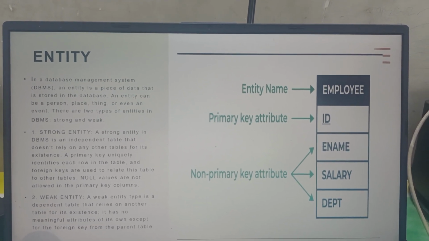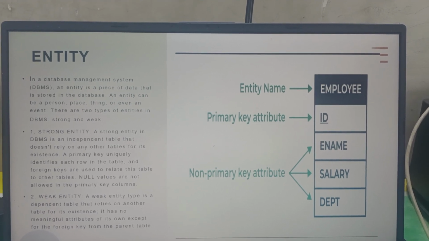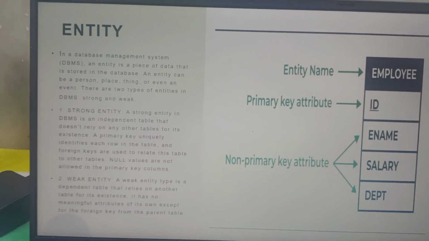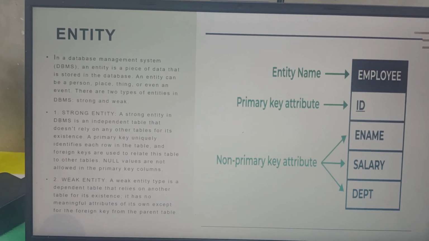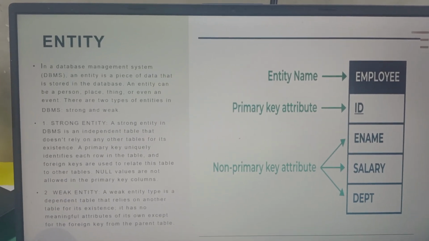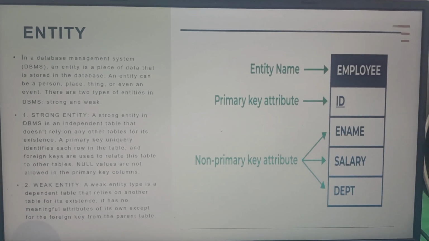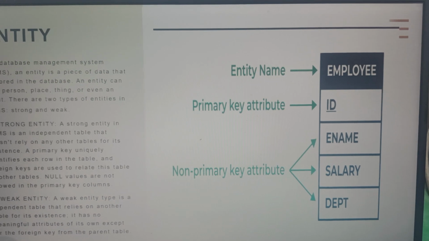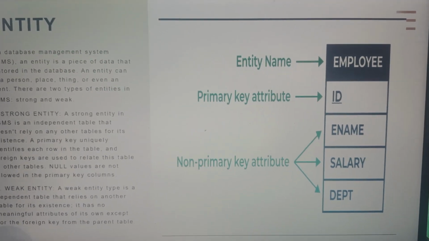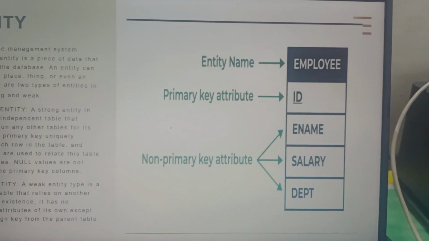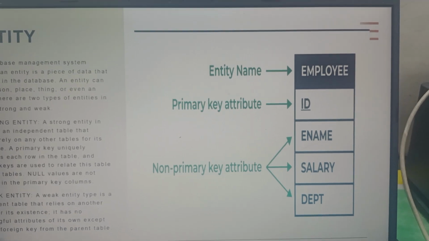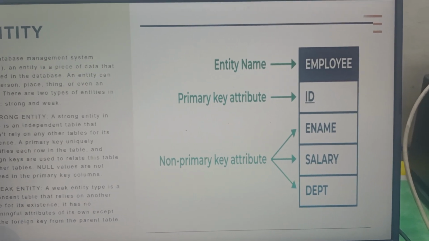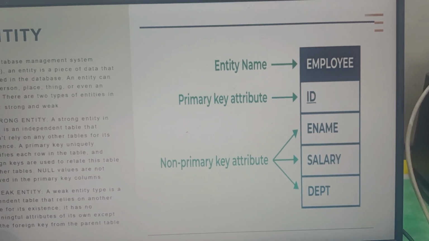Weak entity. A weak entity type is a dependent table that relies on another table for existence. It has no meaningful attributes and it won't accept except for the foreign key from the parent table. And this is the example of entity. Employees is the entity name, and ID is the primary key attribute, and ename, salary, department are non-primary key attributes.